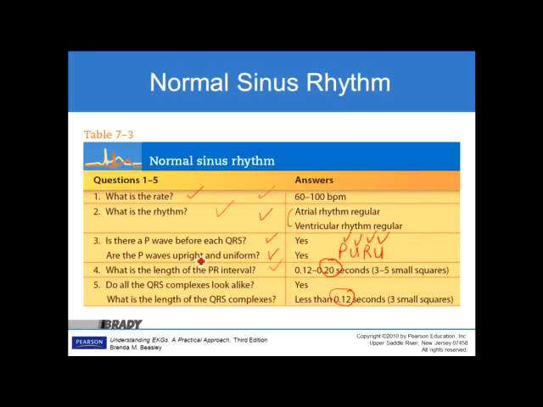Again, taking a look back at it, what's the rate? What's the rhythm? Is there a P wave before every QRS, and is it Puru? The answer is yes. Step 4, what is the length of the PR interval? It needs to be less than 0.20.